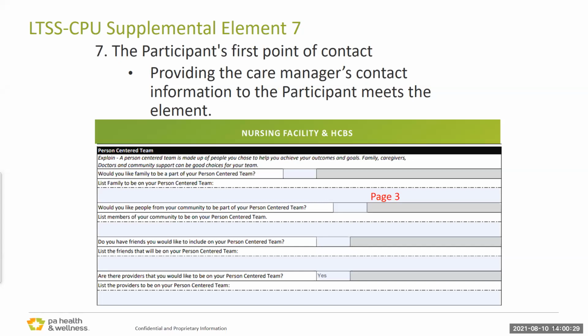Okay, supplemental element 7 talks about the participant's first point of contact. Providing the care manager's contact information to the participant meets the element here as well. We can document this very well on the PCSP page 3. This is where we ask who they want to be a part of their person-centered team, as far as family, people from the community, friends, providers. This should be all-encompassing for anyone who they would want to be involved in those decision-making meetings with the person-centered team.